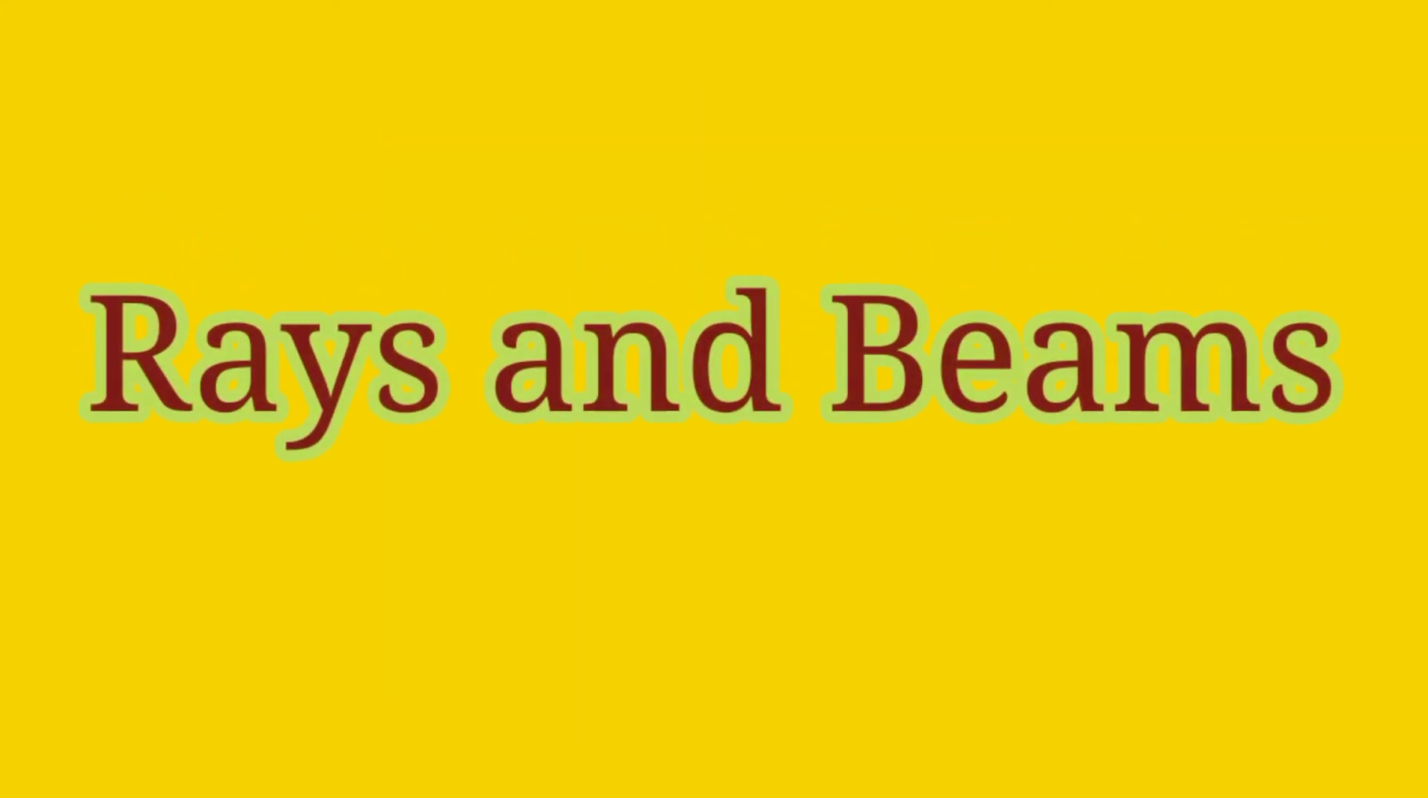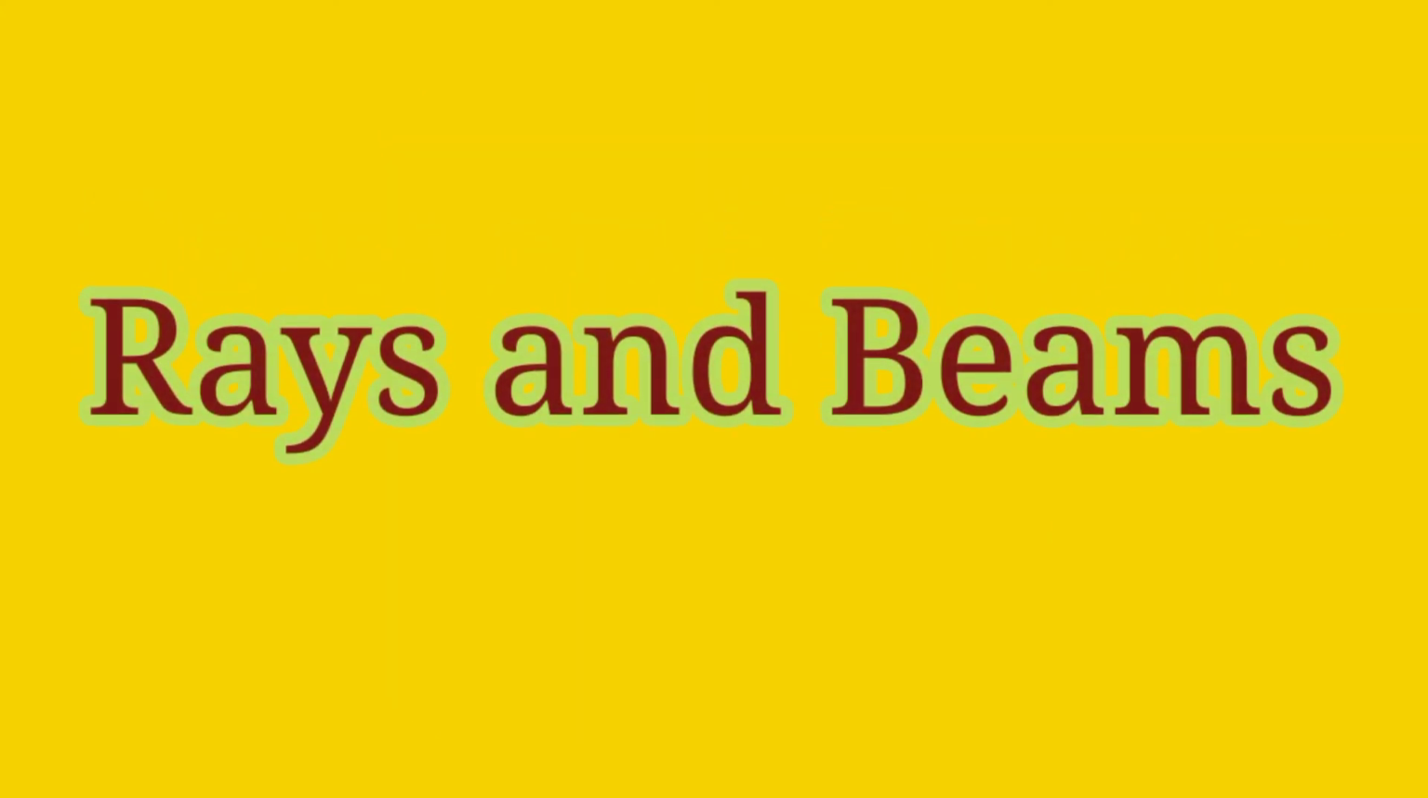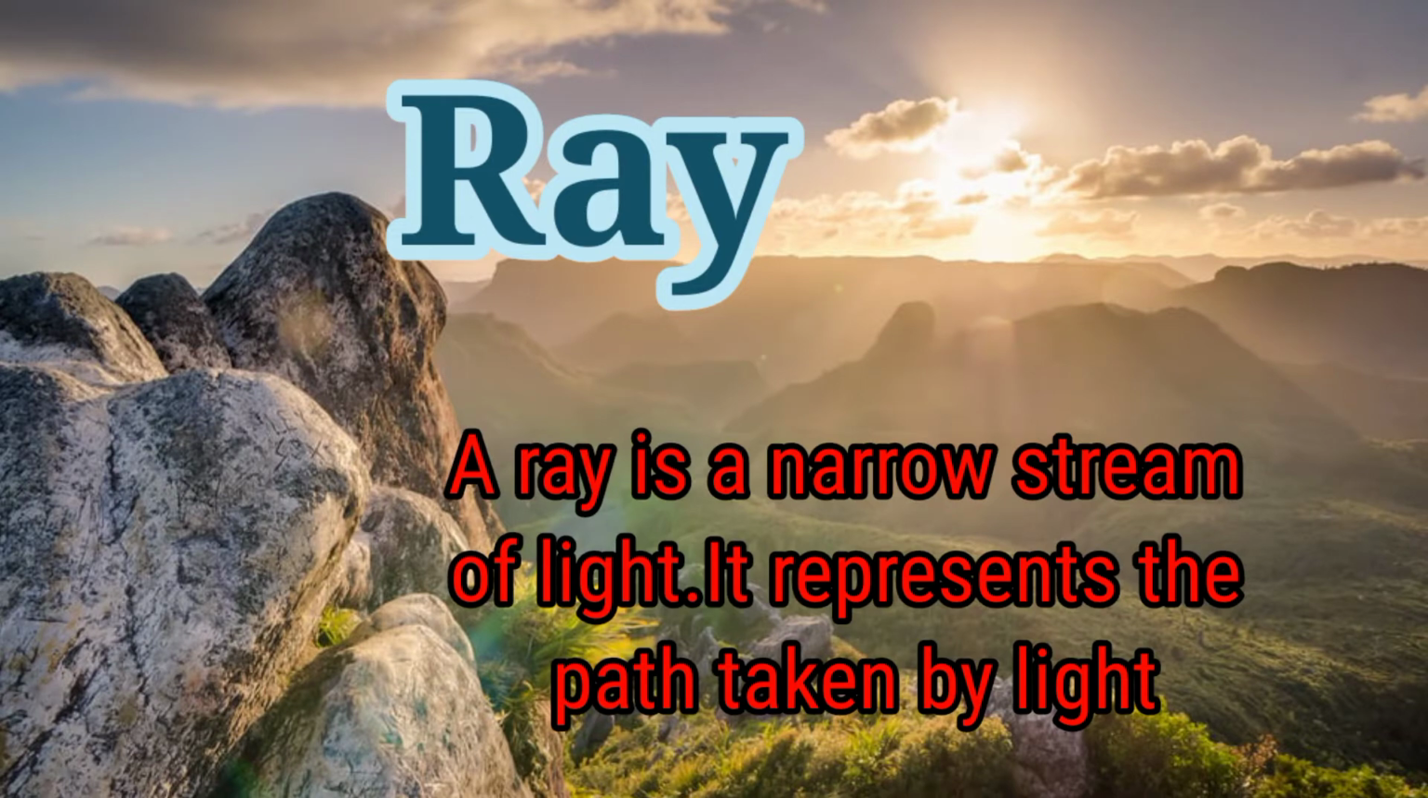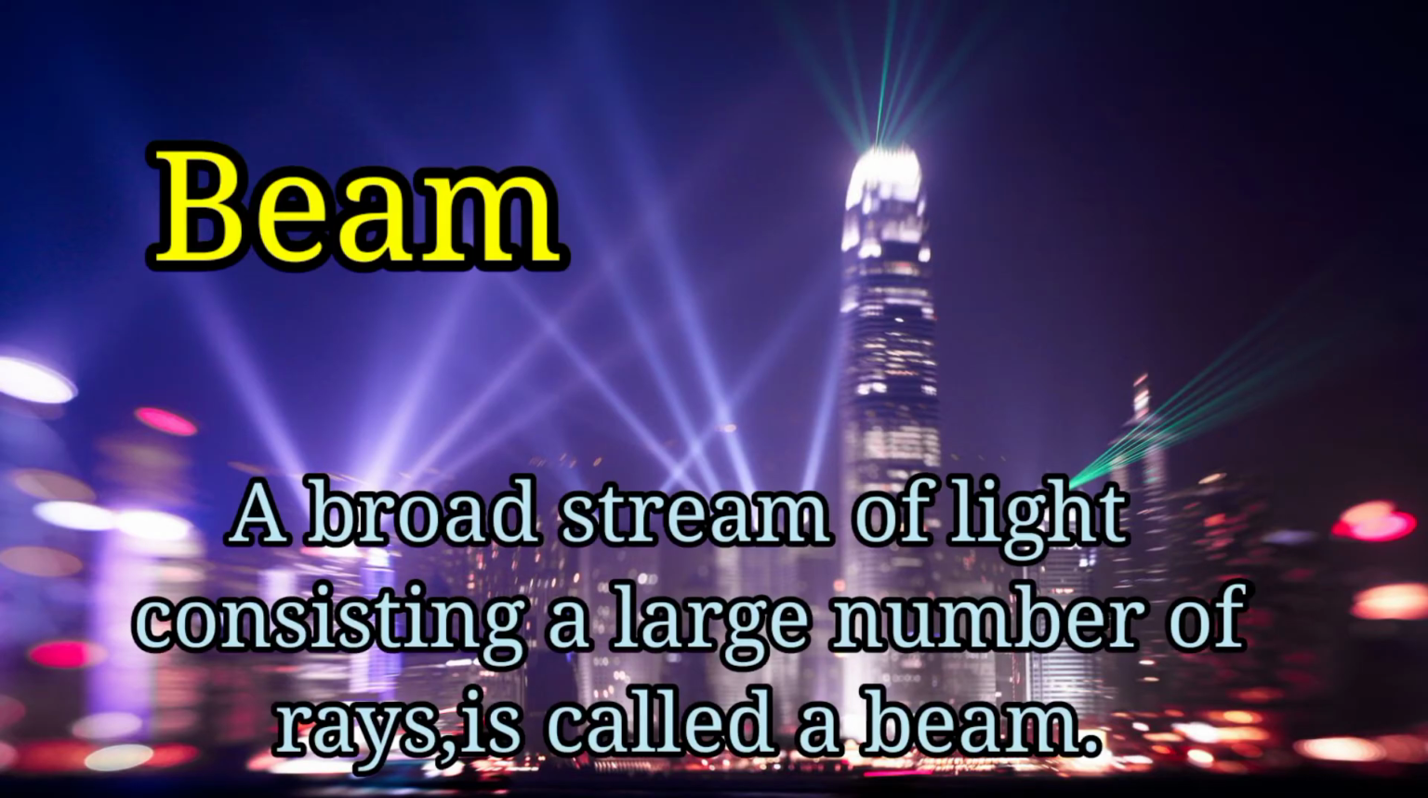Let us learn about rays and beams. A ray is a narrow stream of light. It represents the path taken by the light. It is represented by a straight line with an arrowhead. Next, beam. A beam is a broad stream of light consisting of a large number of rays.